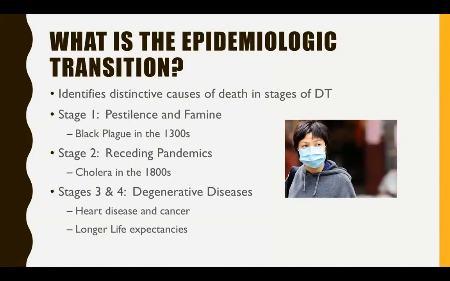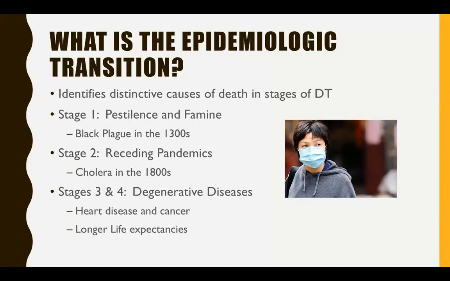After the DTM, we got into this idea of the epidemiological transition. So we know what's going on with population growth. What about how are people dying in each of those stages? And that's what the epidemiological transition looks at. So in stage 1, you can see we have major sweeping illnesses like the Black Death or the plague. And then so these large pestilence and famine that are going on. In stage 2, we had the receding pandemics, so things like cholera or malaria or tuberculosis.